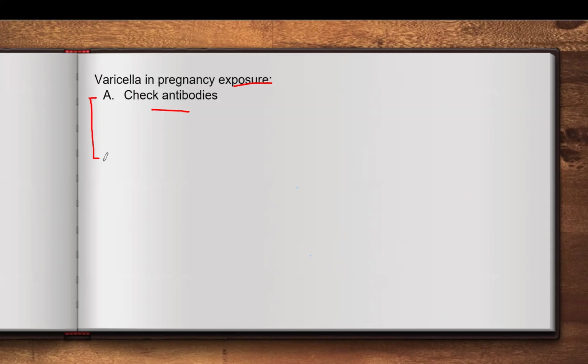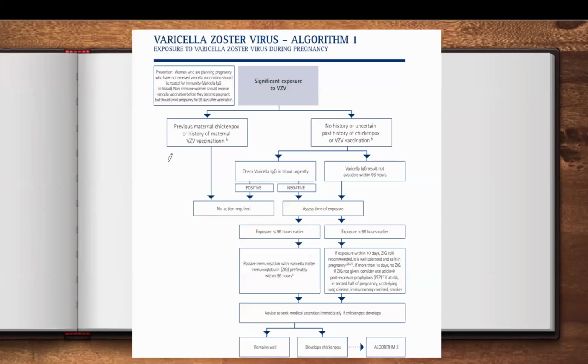Now if this woman has been exposed, further management would depend on her own status, right? If she has had chickenpox before in her life, or she has been immunized against varicella, then no further action would be needed. But if her immunity status is uncertain or she is non-immune, then we would require antibodies, specifically IgG, to see if she is immune to varicella or not. All right, because she is pregnant and obviously there is fetal varicella syndrome as well.